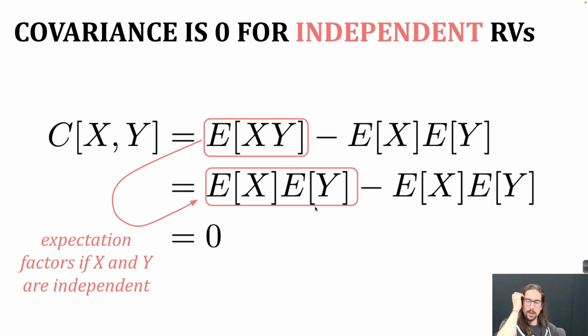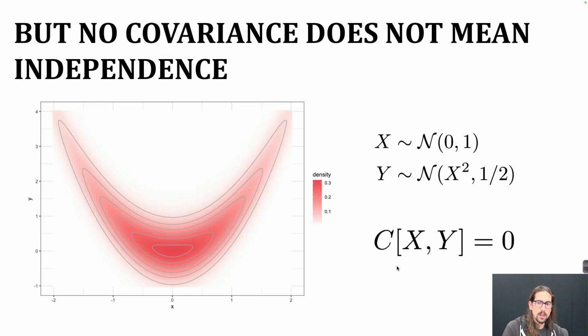So how does this play with independence? We saw that for variance, the variance of a sum is equal to the sum of the variances if you have independence, and it's exactly because of this, right? So here, this covariance, this is the definition. We know that the expectation factors, if they're independent, and so this whole thing goes away. But no covariance does not mean that they're independent.